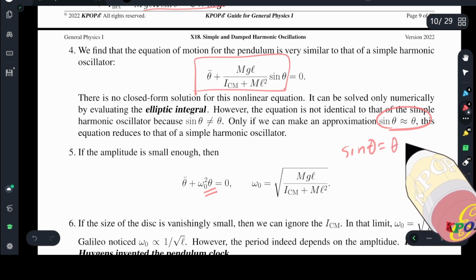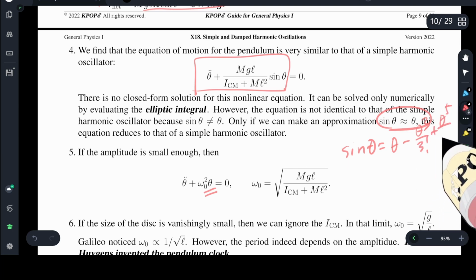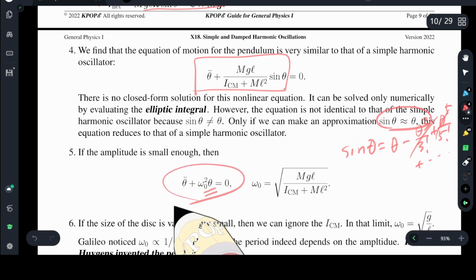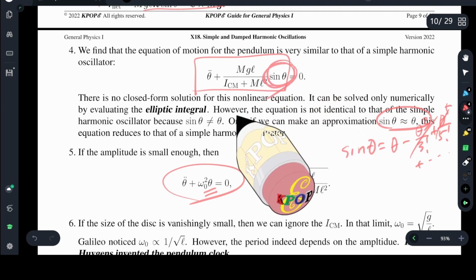Sine theta is theta minus theta cubed over 3 factorial plus the fifth power over 5 factorial, and so on. If theta is small enough, those higher terms can be neglected. Approximately, in that case, we have a simple harmonic oscillator. However, in general, it has sine theta instead of theta. So this one is not really a simple problem. It involves an elliptic integral that cannot be evaluated in closed form, only through numerical calculation.